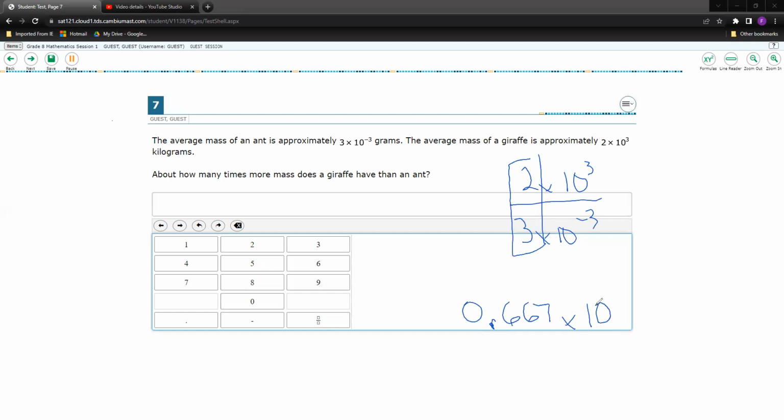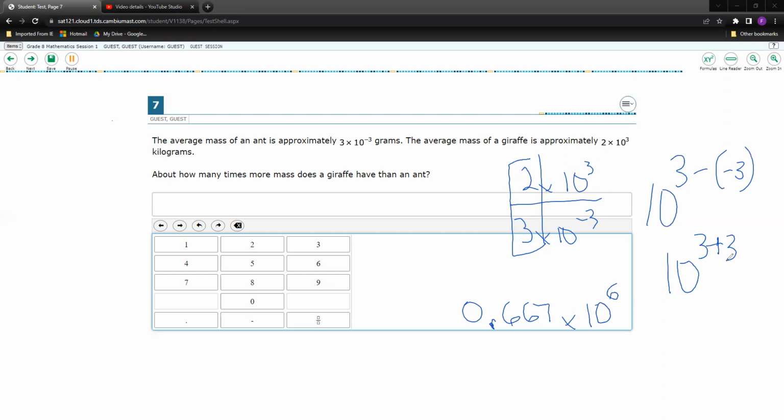That is a difference of 6, right? If you go from 1/1,000 of a unit all the way to 1,000 units, or if you want, 10 to the 3 minus a negative 3, negative times a negative is a positive, so 10 to the 3 plus 3. So it's 0.667 times 10 to the 6.